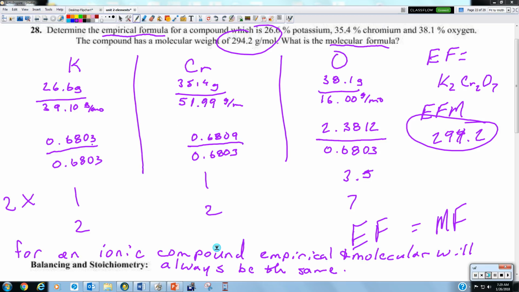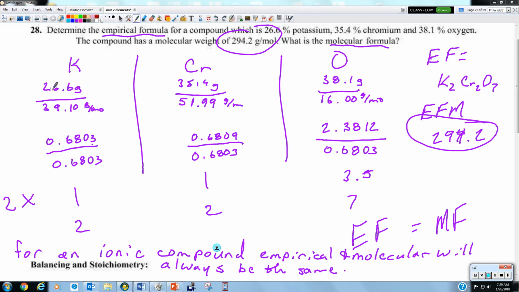Determine the empirical formula for a compound which is 26.6% potassium, 35.4% chromium, and 38.1% oxygen. The compound has a molecular weight of 294.2 grams per mole. What is the molecular formula?